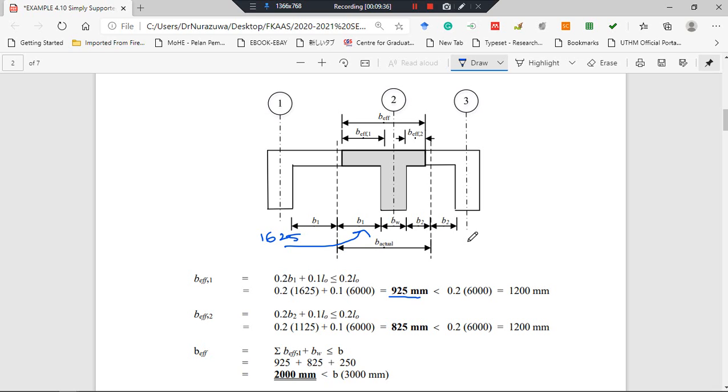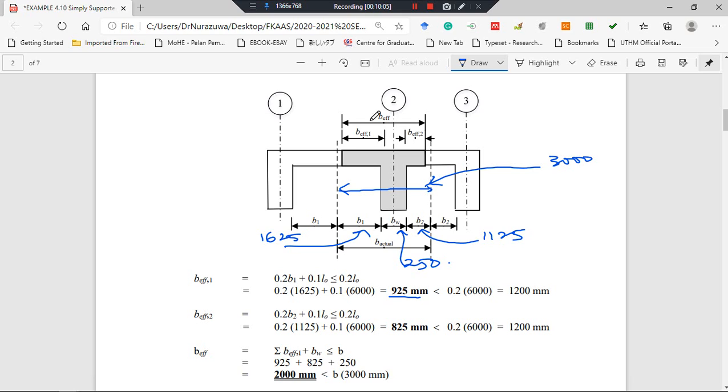So this B1 is 1625. B2 here is 1125. And our web width here is 250. And this is our total B, which is 3000. We already calculated this above.